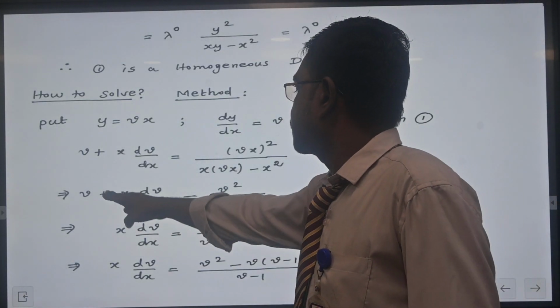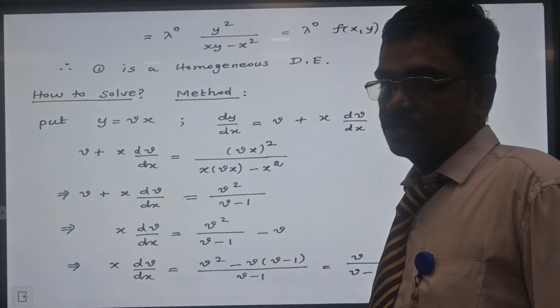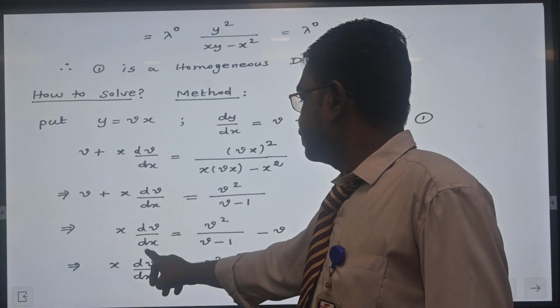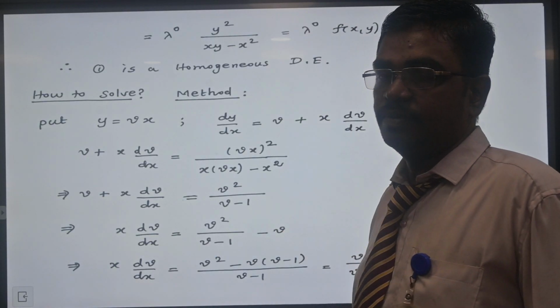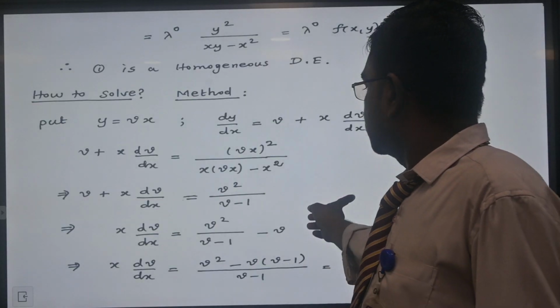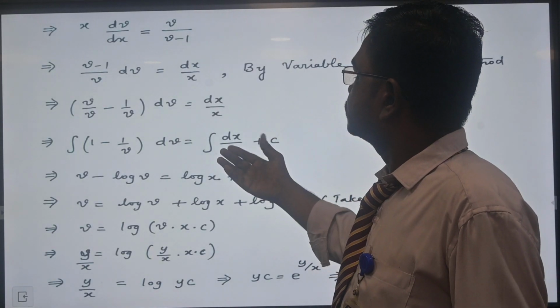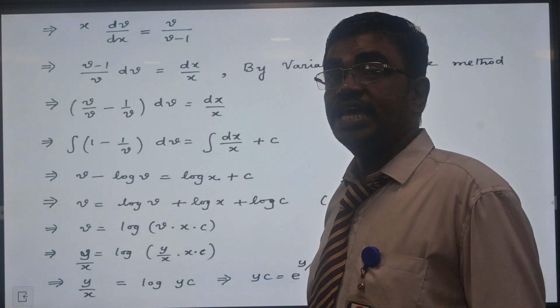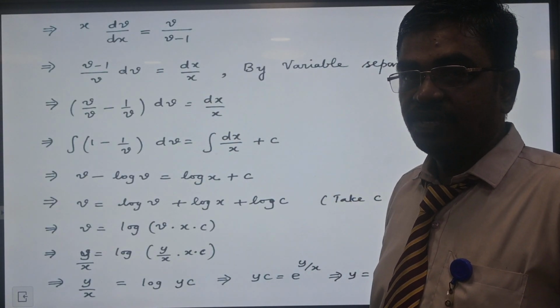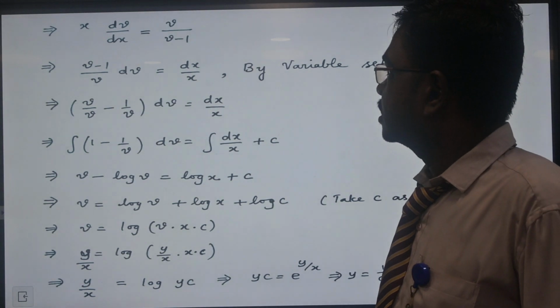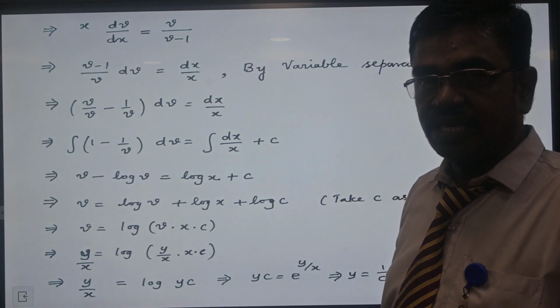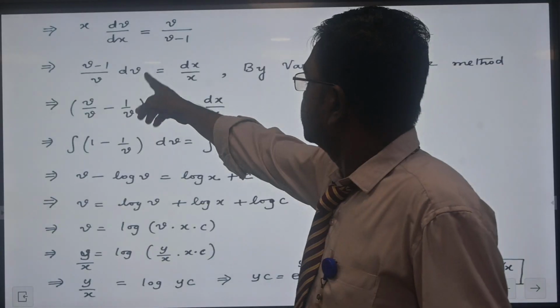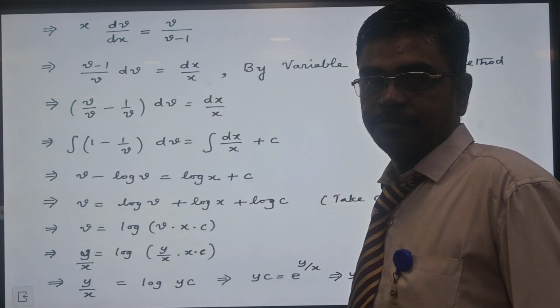So x dv by dx plus v, this comes at minus v. After simplification, x dv by dx equal to v by v minus 1. After substituting, this equation is easily solvable by variable separable, because v is one of the variables and x is another variable. I will separate v and dv on one side, x and dx on the other side.